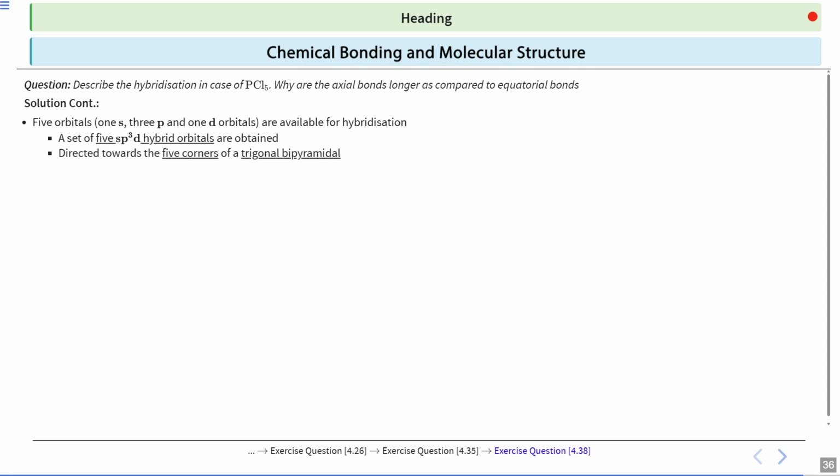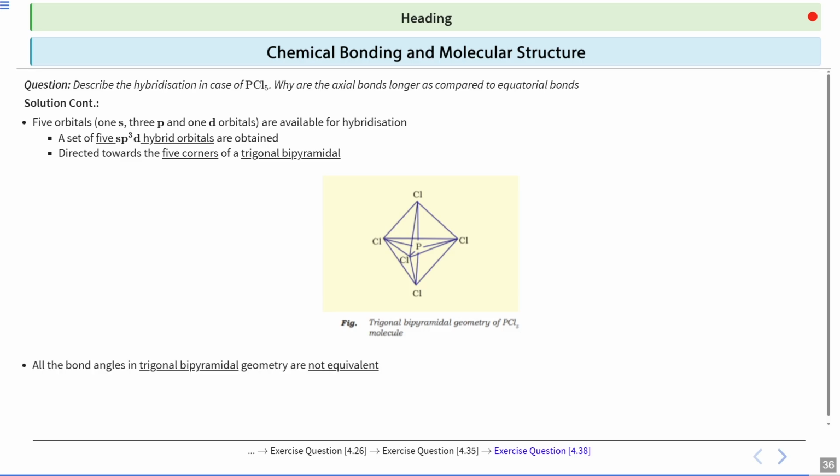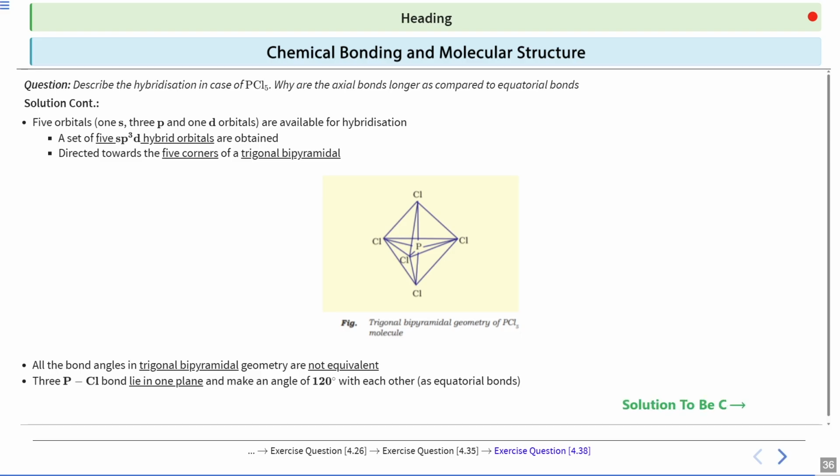If you look at the shape according to PCl5, it will have a chlorine atom on the 5 corners of the trigonal bipyramid. So this will be the shape, which is trigonal bipyramidal geometry of PCl5. Now the question is, what is the bond angle? The bond angle is not equivalent in all cases. There are two types of bond angle, 120 and 90. And the next thing is that the bonds are also not equal. Now let us look at the bond length.